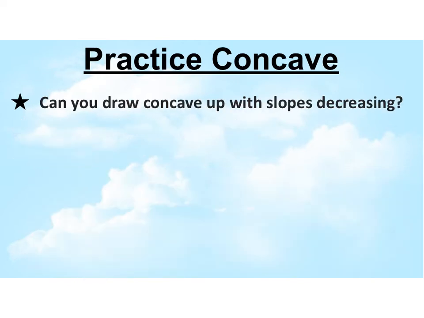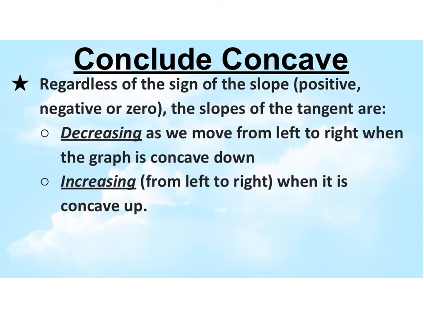Can you draw concave up with slopes decreasing? Concave up with slopes decreasing. Well, this is a pretty steep negative, but then that's not so steep. No, this is not possible. So regardless of the sign of the slope, positive, negative, or 0, the slopes of the tangent are decreasing when you move from left to right when it's concave down. Concave down, the slopes are decreasing. And when it's concave up, the slopes are increasing.